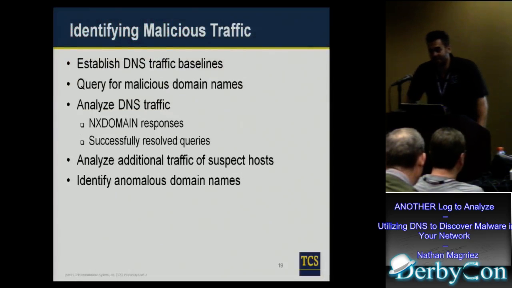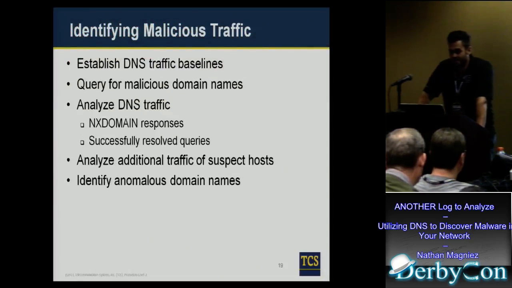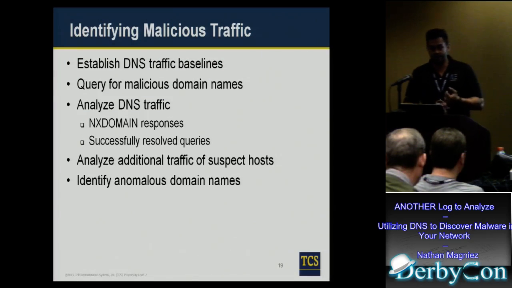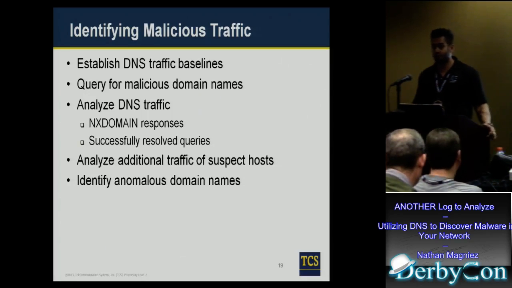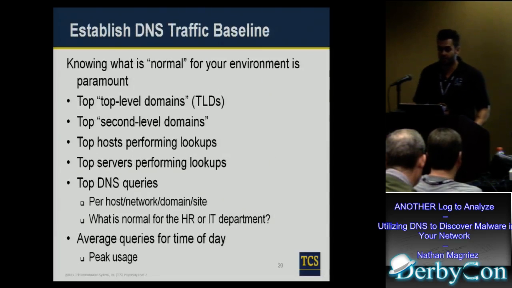All right. Identifying malicious traffic. We're going to talk about some of these bullets here. Establishing a traffic DNS baseline. We're going to look for malicious domain names. And within that specific DNS traffic, we're going to look for those NXDOMAIN responses and what they are, and then the successfully resolved queries as well. Specifically, we're also going to analyze the additional traffic of identified suspected machines to see what else they're doing on that system. We're also going to talk about identifying anomalous domain names and how to tell what is suspicious. All right, so we need to establish a DNS traffic baseline.